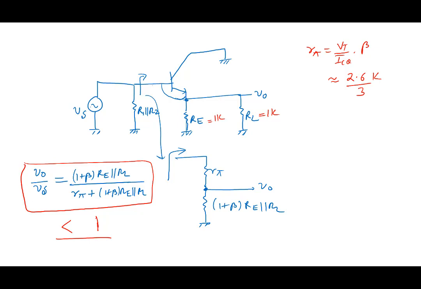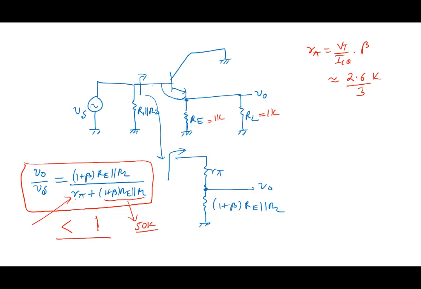So you can easily verify that if you look at this term, Re parallel RL is 0.5K, 0.5K multiplied by 100, so this gives us 50K roughly. And this R pi is about 1K here. So you can see the gain is very close to 1. The precise value of gain you can calculate, but it is fairly close to 1, 0.9 something. The gain of such a stage is very close to 1.